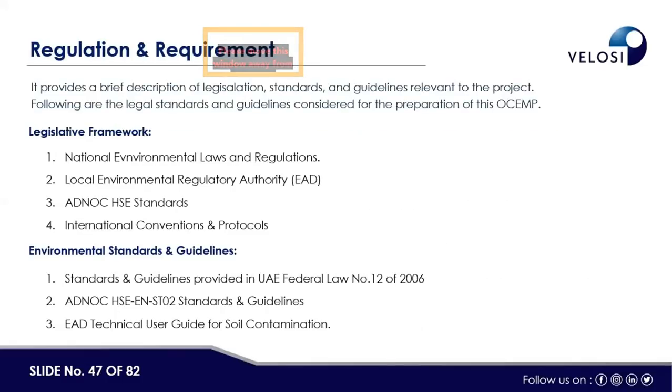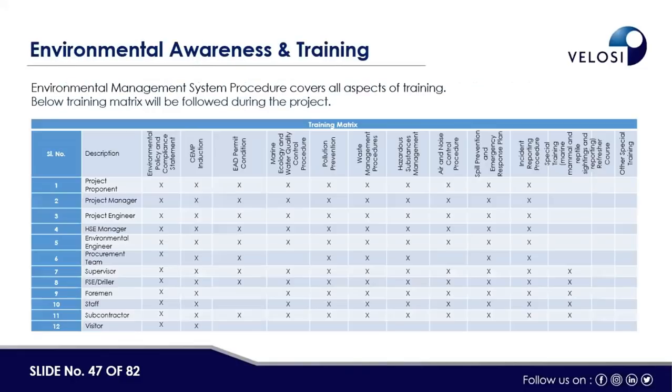Then the next section is the regulation and the requirement, legislation framework, that is the national environmental laws and the regulation. Then the local regulatory authority approval, rules and the regulations. Then ad hoc standards, international conventions and the protocols. Then there are some standards and the guidelines provided in UAE Federal Law 12/2016. Then there are client-specific standards as well, like ADNOC, ENI, and other client-specific ones. Then the EAD technical guideline as well.